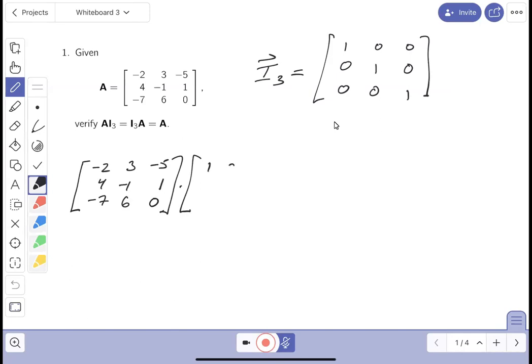And this is going to be 1, 0, 0. Yeah, it might seem like a lot of busy work to you, but one is you're going to improve your skill set in multiplication. And you're going to see something interesting about identity matrices.